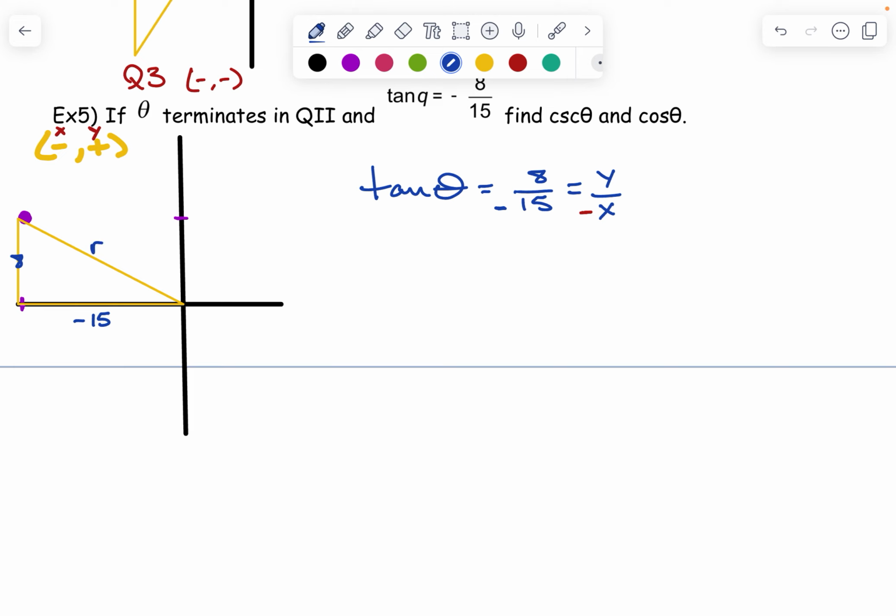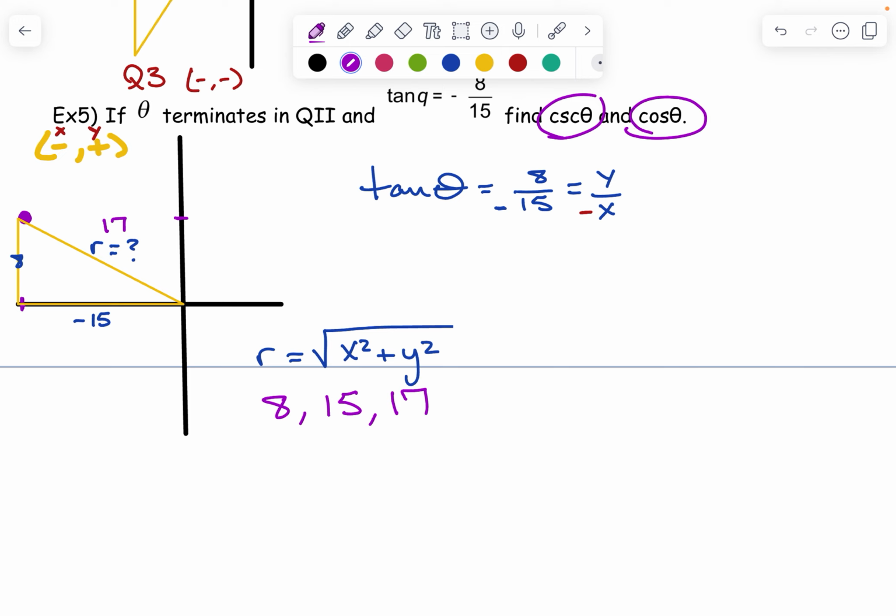Now, we don't know r, and we could find it using the formula we discussed earlier, or using the Pythagorean theorem. They're the same thing, just different letters. And that would work, but this is a Pythagorean triplet. When the legs are 8 and 15, the hypotenuse is 17. So we don't have to do any math there, and we have all of our sides. Now, they only ask us to find cosecant and cosine.